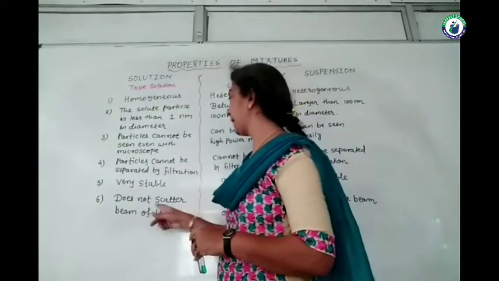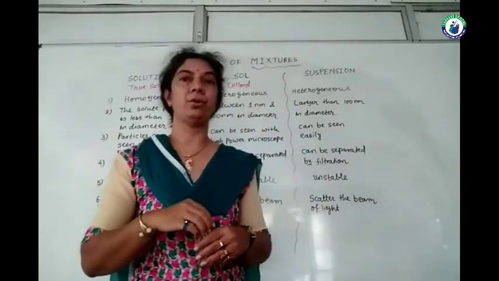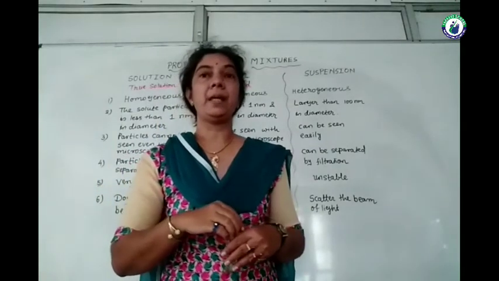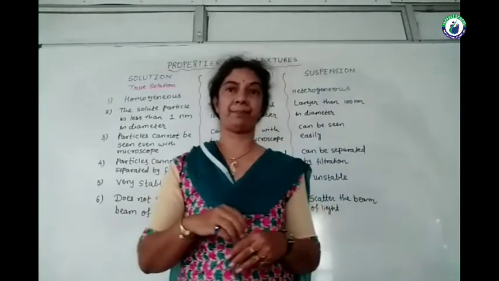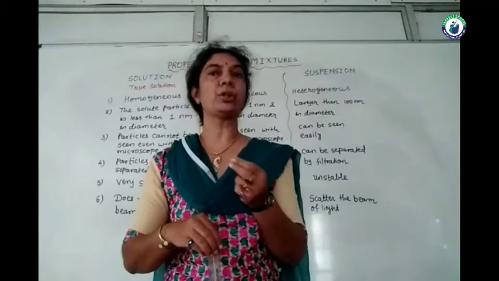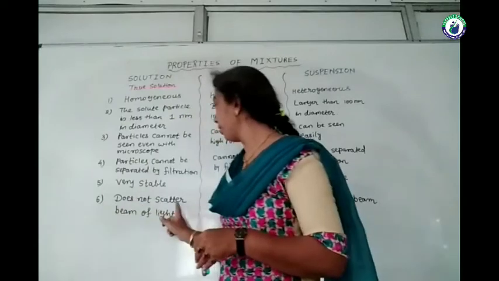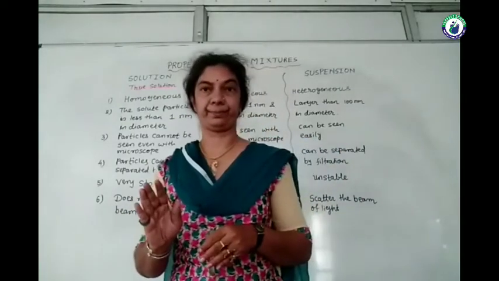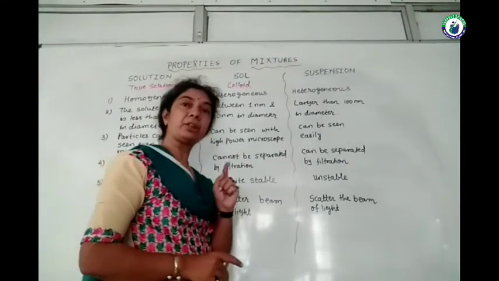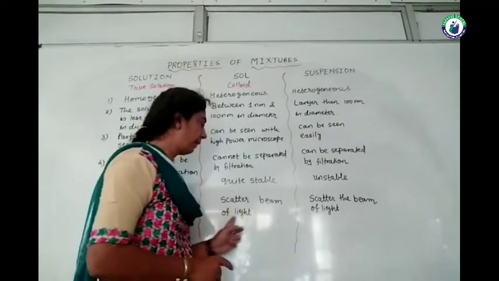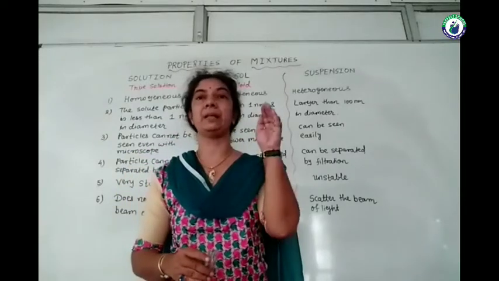Then scattering of the beam of light. This property is known as the Tyndall effect. In true solutions, the particles are so small that if we throw light on them, they will not scatter that light. But the particles of the colloids will scatter the beam of light. That means we can see the movement of the particles in the light.